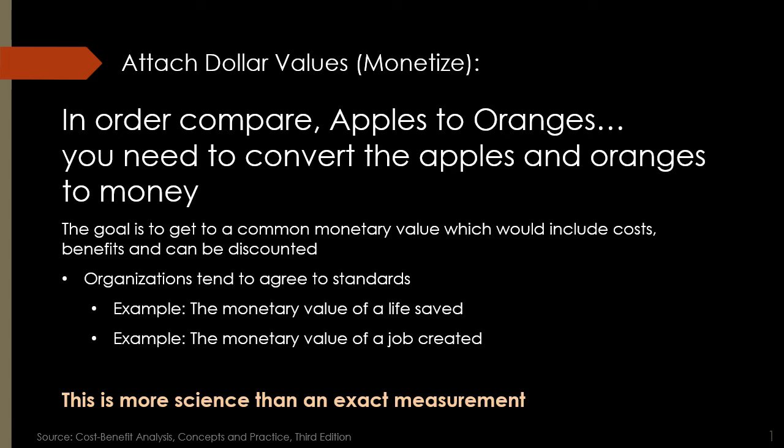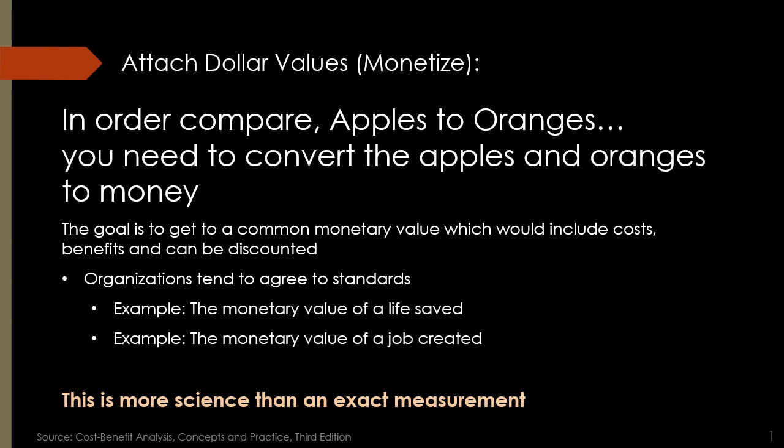If you ever question this, this is exactly what insurance companies do: figure out how much your life is worth. They also set the monetary value of a job created. So it's kind of a set of numerical values that an industry agrees to. But this is where you get to a common denominator, which is the money value, and this allows you to compare costs with benefits across.